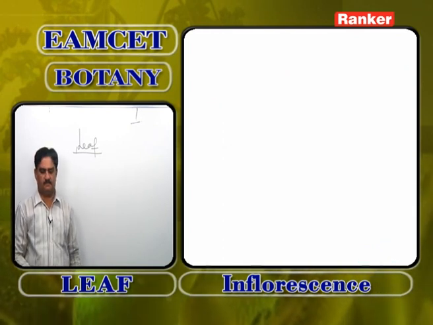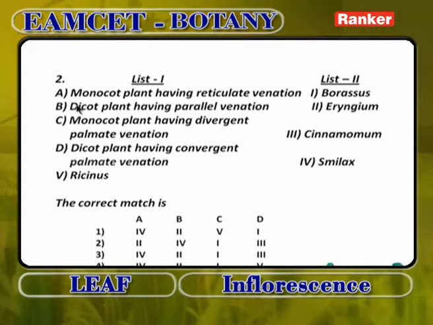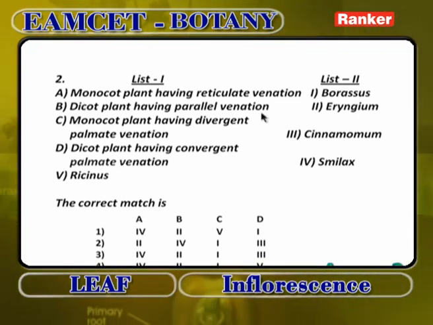Next question. This is a matching tabular form. Monocot plant having reticulate venation is Smilax. So, A is 4. Dicot plant having parallel venation is 2, Eryngium. Eryngium and Calophyllum are two dicots with parallel venation. Monocot plant having divergent palmate venation is found in Borassus.